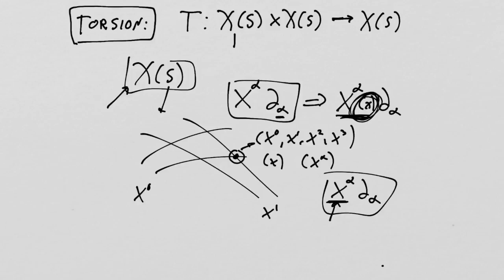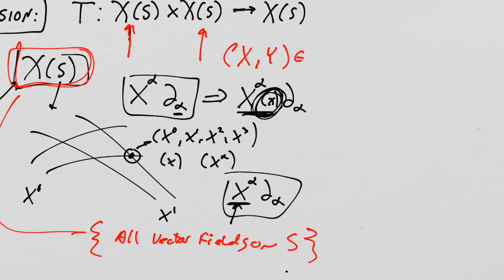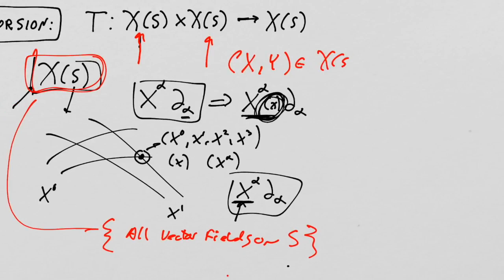And this object here is the set of all vector fields on S. That's what we're talking about. So I can take any vector field on S and any vector field on S and create, say the first vector field is called X and the second vector field is called Y. That ordered pair XY is an element of chi S Cartesian product chi S.